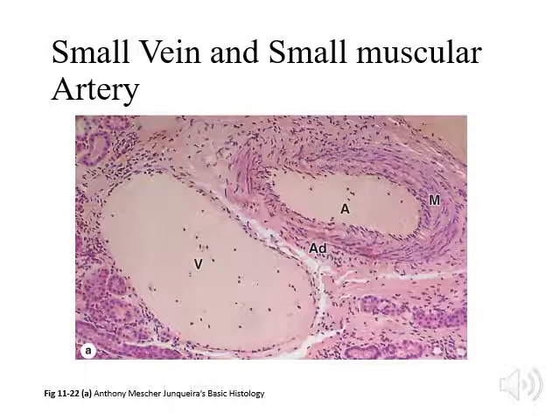Figure 11-22A demonstrates a small vein with its relatively large lumen compared to a small muscular artery with quite a thick media and defined adventitia, and noticeably smaller lumen in comparison to the vein.